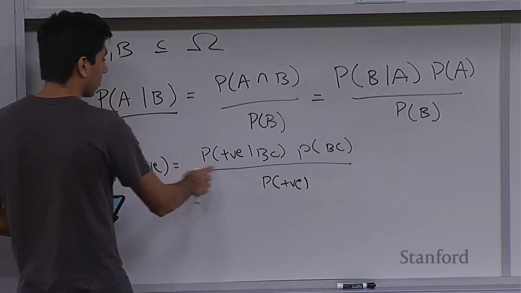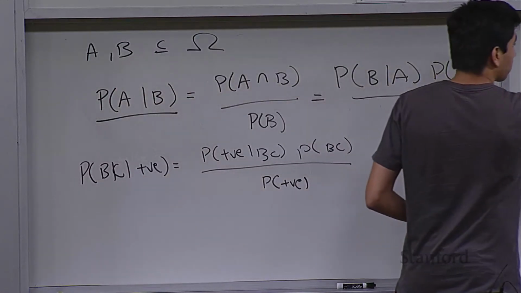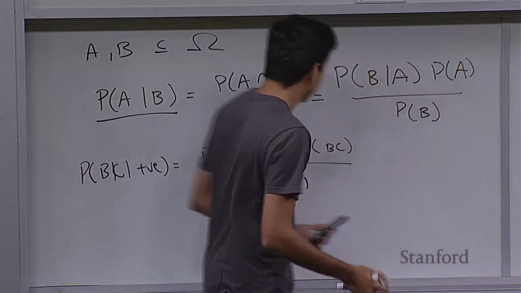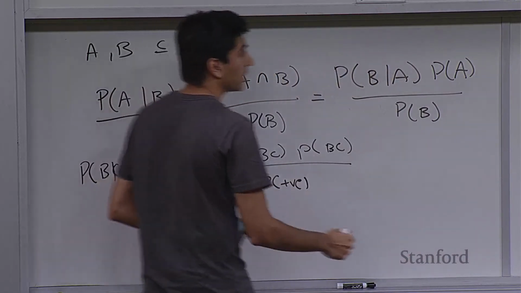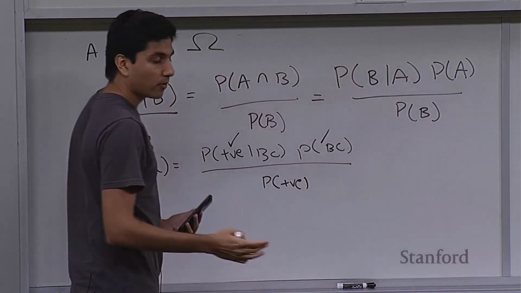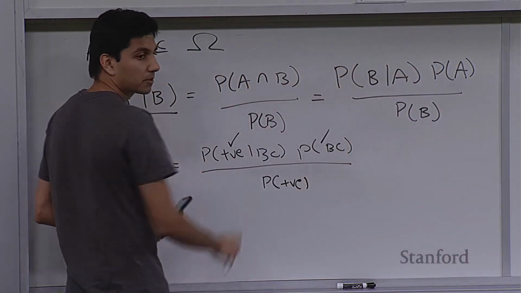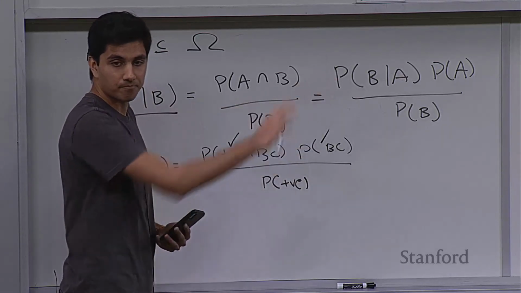We are given the probability of positive given breast cancer. If the woman has breast cancer, the probability of a positive result is 0.9, so we already have this number. We're also given the probability of breast cancer: 1% of women have breast cancer, so we already have this number. The question then is, how do we compute the probability of a positive result? We don't have that information directly.